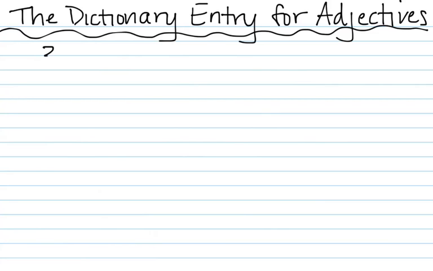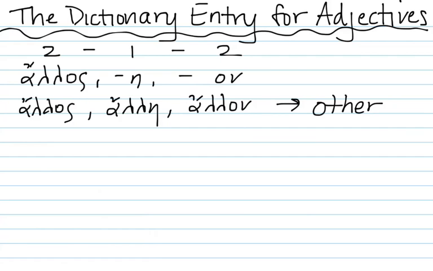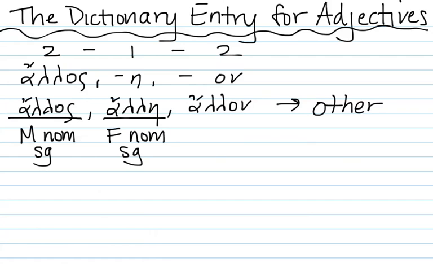For adjectives, there's several different kinds of adjectives. If it's a 2-1-2 adjective, like kalos, kale, kalon, it'll be listed as kalos, e, on, which you can expand mentally to kalos, kale, kalon. The first part is the masculine nominative singular, second part feminine nominative singular, third part neuter nominative singular.